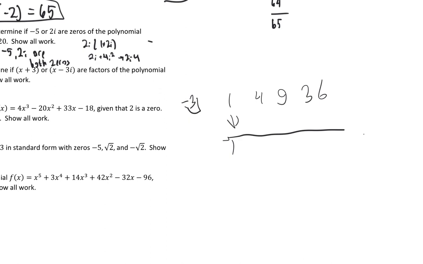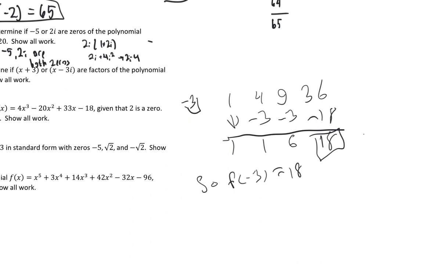We start by dropping the first one down, then we multiply through by our root, so we get -3, add to get 1, multiply to get -3, add to get 6, multiply -18, add to get 18. By factor theorem, this means that f of -3 is 18, which is not 0, meaning that x plus 3 is not a factor.